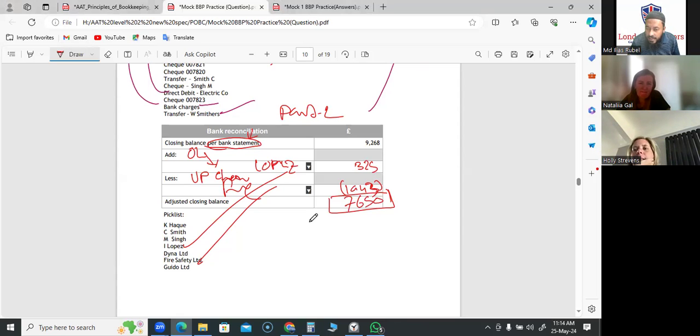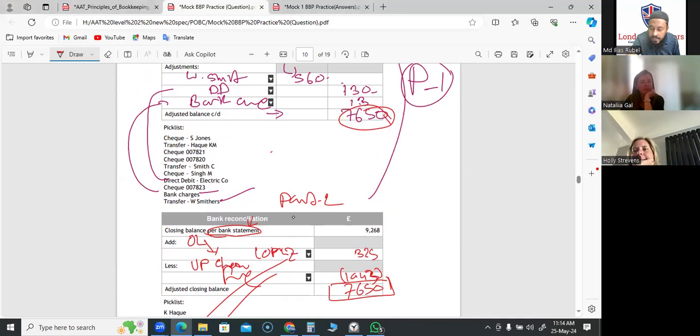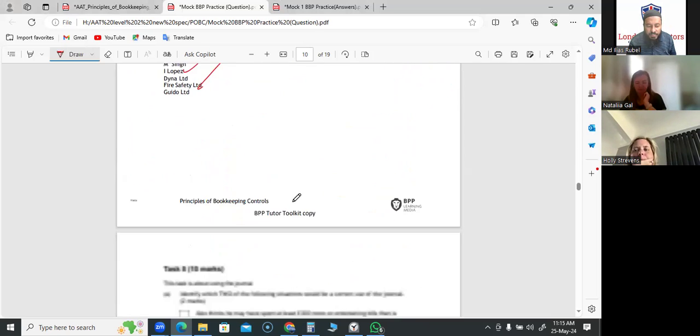Does it reconcile? And the answer is yes. It reconciles with this figure. Makes sense? No balance difference, yeah, it balances. And that's how you do it. Let's move to the next question.